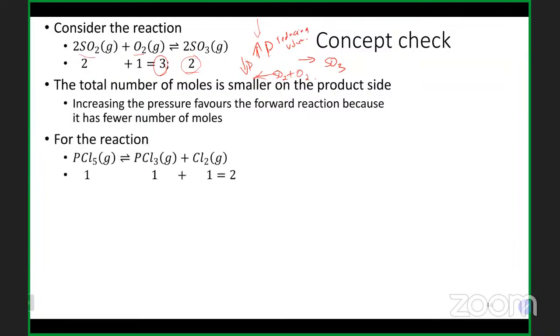Okay. Also, let's look at this reaction. Reactant side, 1, product side, 1 plus 2. So in this case, this is 1 and 2. If you increase pressure, which is equivalent to reducing the volume, PCl5 is favored and the reverse reaction is favored.